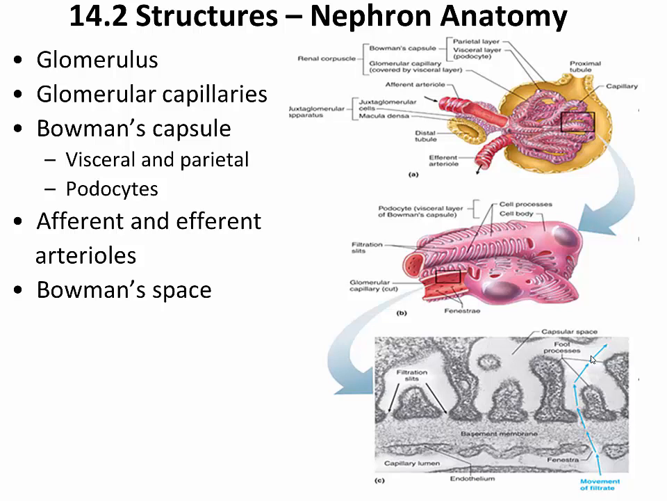We also have an afferent and efferent arteriole. The afferent, of course, as I'm pointing to here, delivering blood to the glomerulus, the efferent carrying blood away, and then Bowman's space is what you're left with if you look at the space that's located between the visceral and parietal layer of the Bowman's capsule.